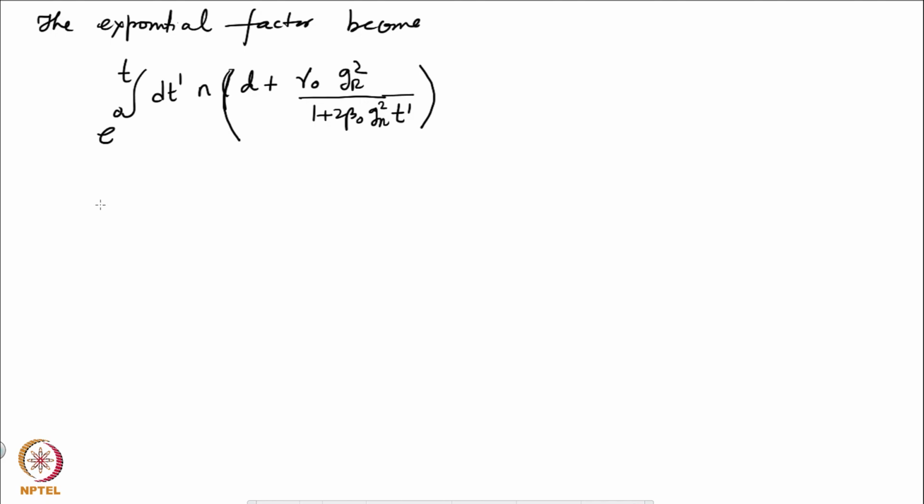So let's evaluate. You can just define this to be some constant and do some change of variables, and then you will get n gamma naught over 2 beta naught. Okay. Do that integral and you'll get this times log of 1 plus 2 beta naught gr square t. Okay, that's what you are going to get after doing this.